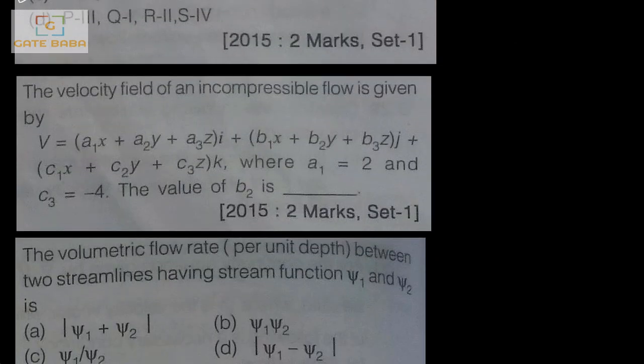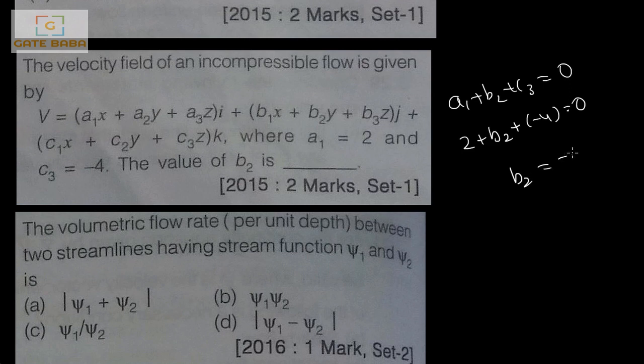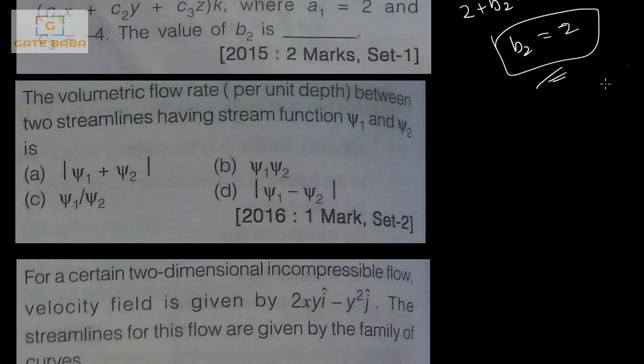And again, the next question. I solved this question already in the class, so no need to explain it again. I will just give you some idea. A1 plus B2 plus C3 equals 0, that is the condition. So A1 is given as 2, plus B2, which we have to find, plus C3 is minus 4, equals 0. So B2 equals plus 2. That's it. And the next problem.